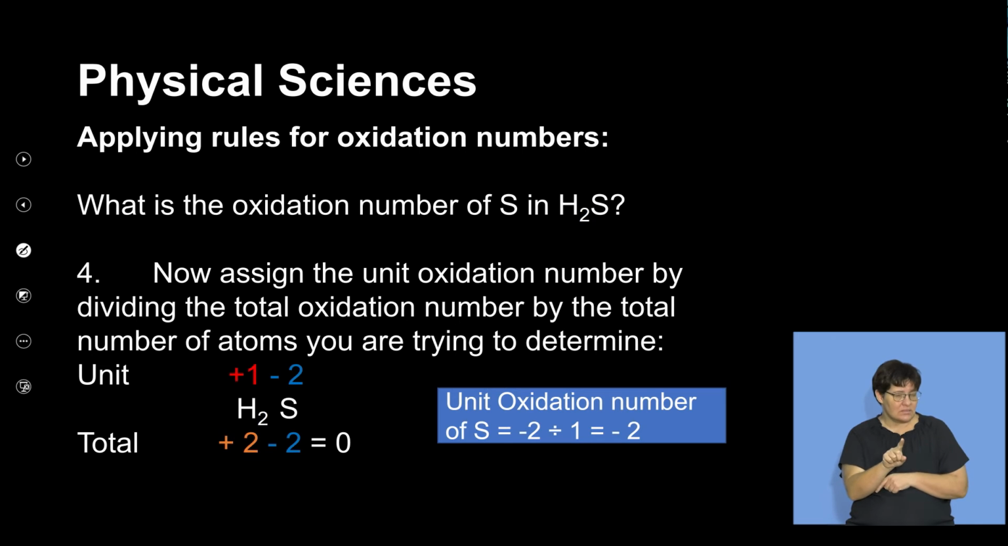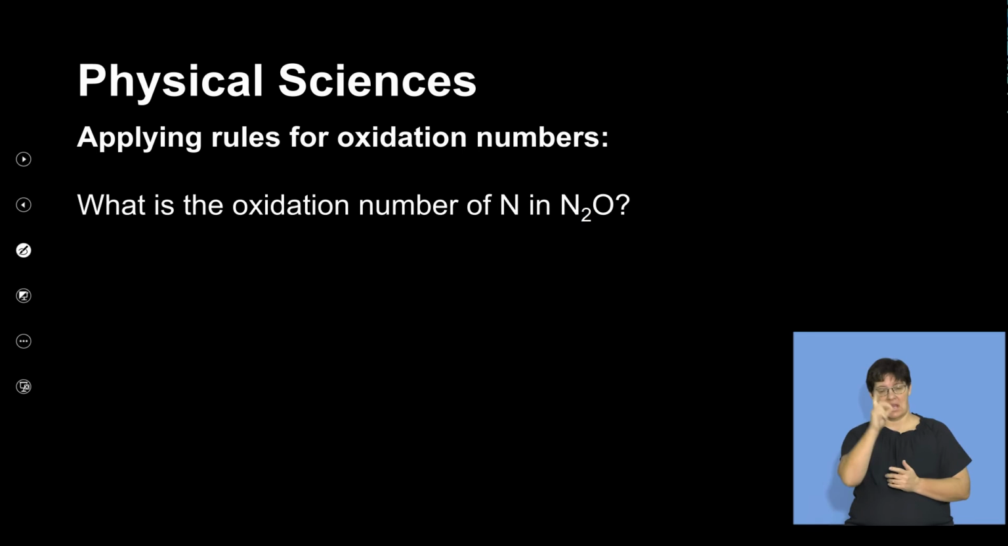-2, but there's only one of them. So if we say -2 divided by 1, it doesn't change anything. It still gives us the total oxidation number of sulfur, which is equal to -2 in this combined state. So the unit oxidation number of sulfur in this case is equal to the total, because there's only one atom of sulfur per molecule of hydrogen sulfide. Okay, that's very interesting. Now we move on to the other one.